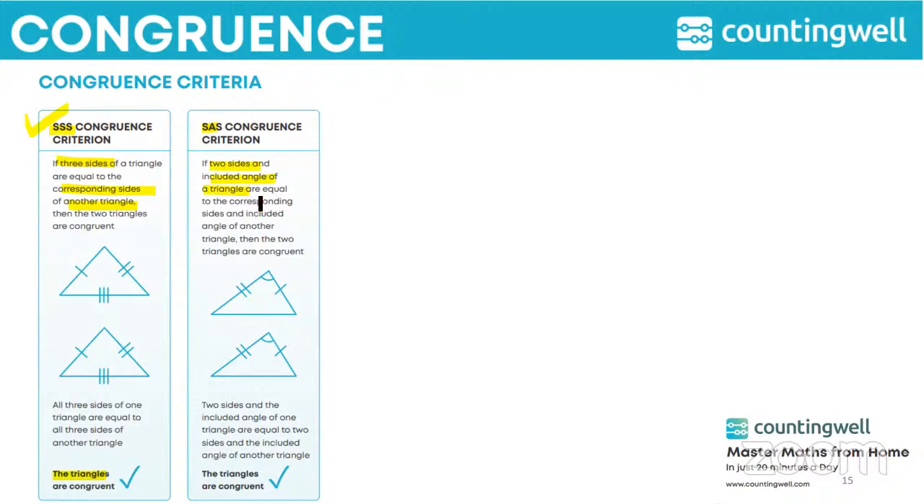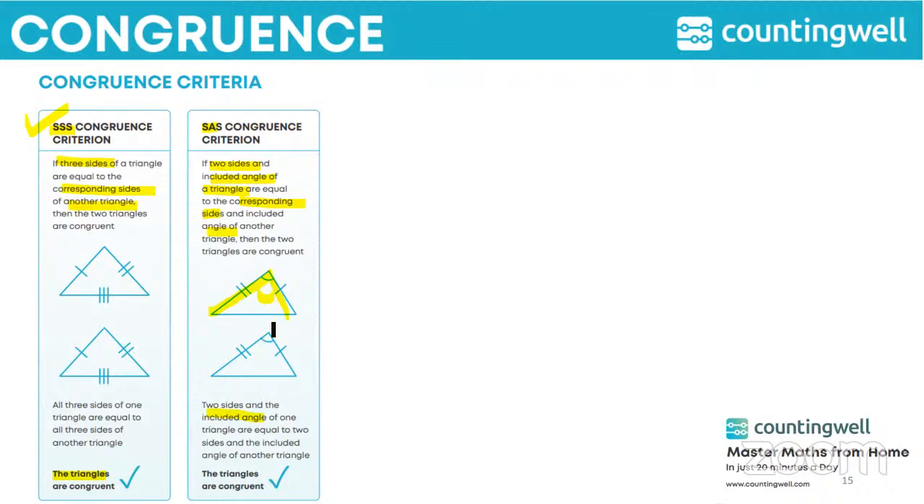Now let us see the SAS Congruence Criterion. It says if two sides and the included angle of a triangle are equal to the corresponding sides and included angle of another triangle, then the two triangles are congruent by the SAS Congruence Criterion. What is meant by included angle? If you have two sides, then the angle between these two sides will be the included angle.